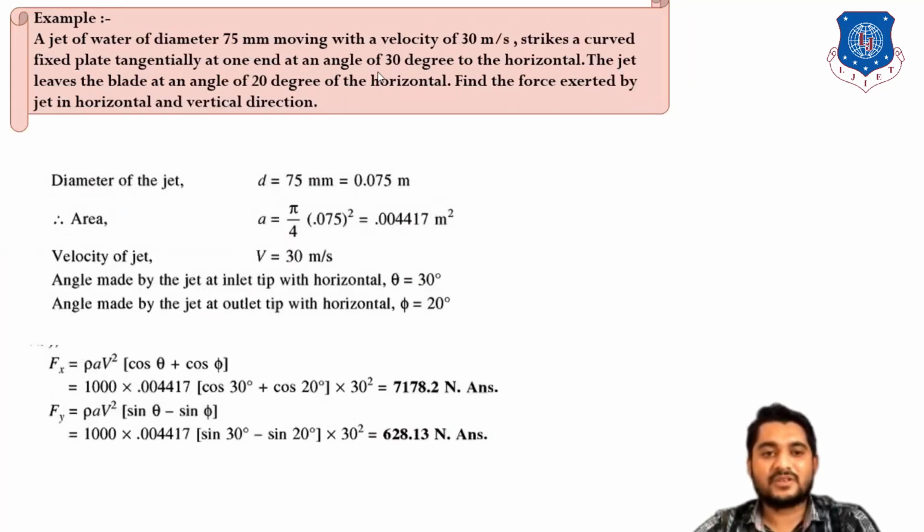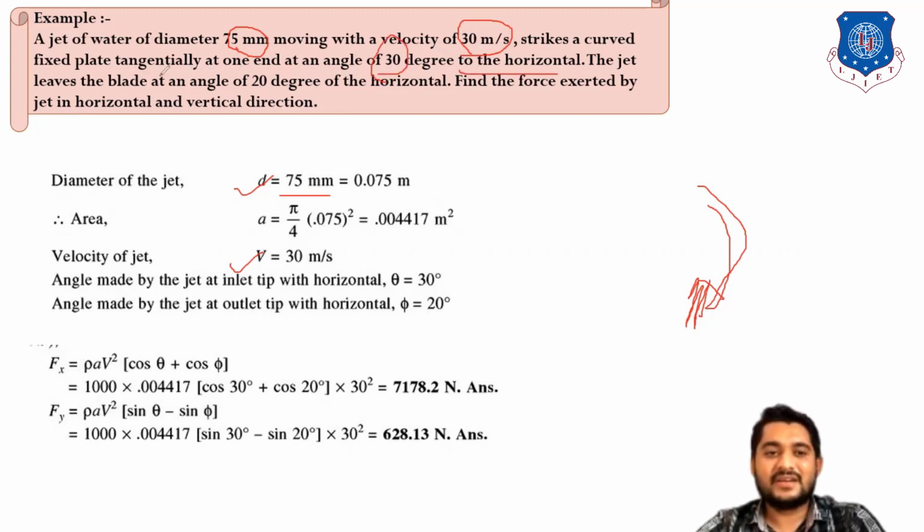A jet of water with diameter of 75 mm. So here diameter is 75 mm, moving with a velocity of 30 meter per second. So velocity is 30 meter per second. It strikes a curved fixed plate tangentially. That means the plate is curved and the jet strikes tangentially, right? At the inlet the angle is 30 degree with the horizontal, and the jet leaves the blade at an angle of 90 degree.